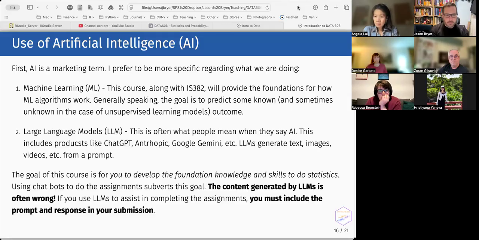Oh, I copied this from my other course. That's why I didn't end up here. That should be data through 606. Okay, so that's clear. We're going to talk about that.